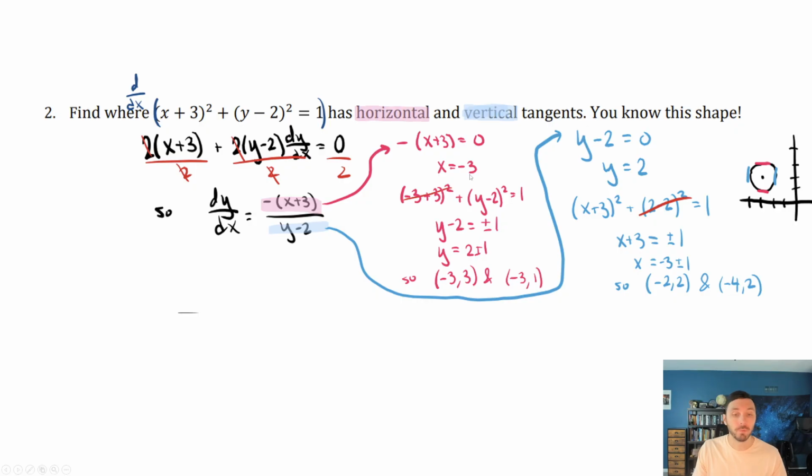Okay, but remember the question is asking where, which is an ordered pair. So I need to plug that -3 back into the original equation and solve for y, which is not that bad. You just have to be mindful. If I'm taking the square root, I have the plus or minus of 1. Then I'm adding that 2. So for y, I'm getting 2 answers out of this. 2 plus 1 is 3. 2 minus 1 is 1. I'm getting (-3, 3) and (-3, 1).